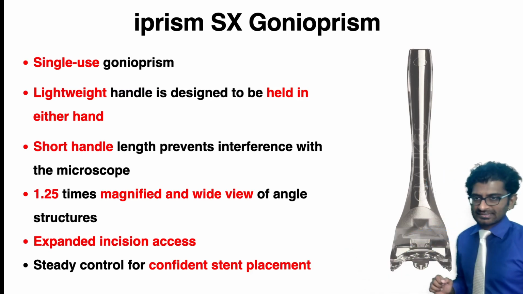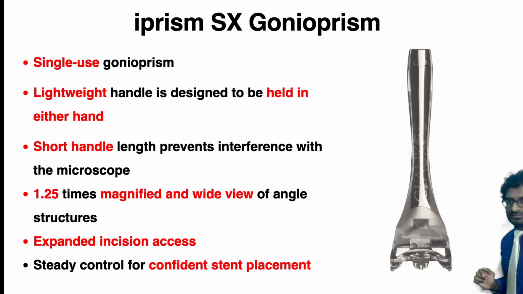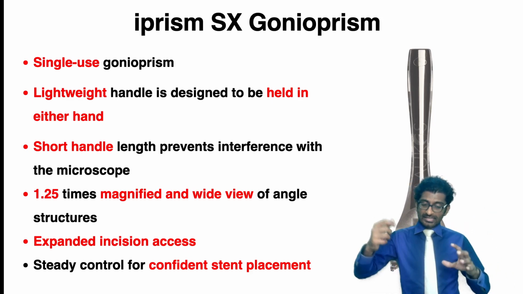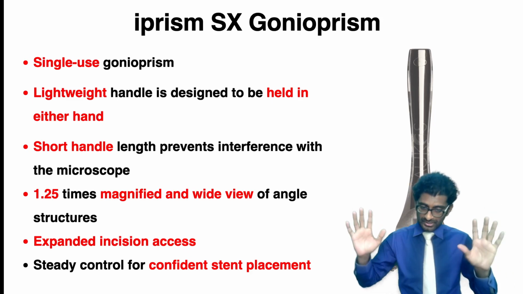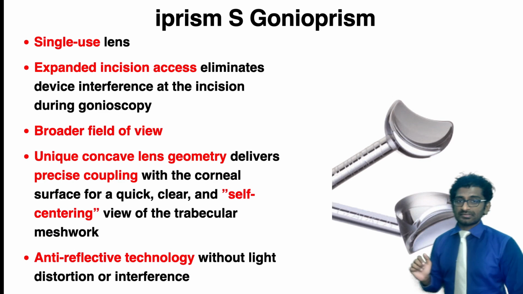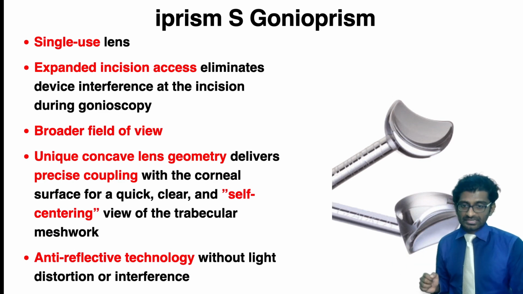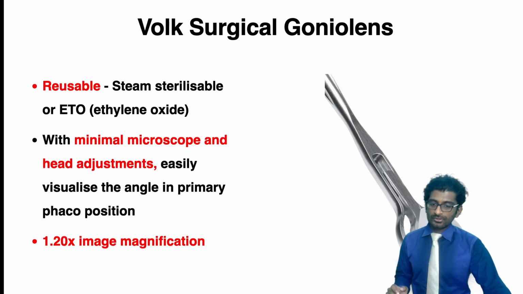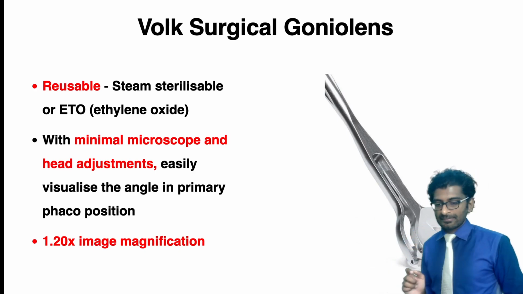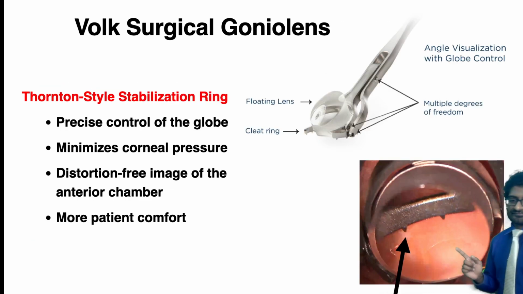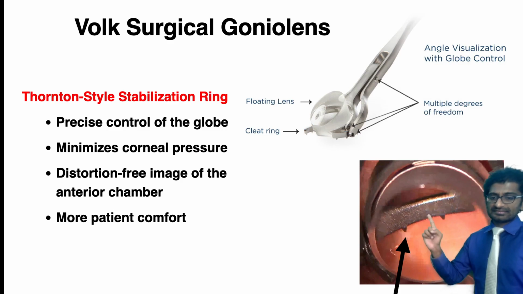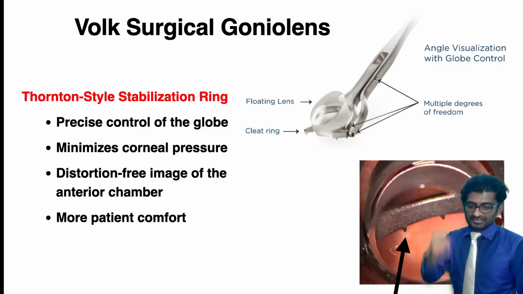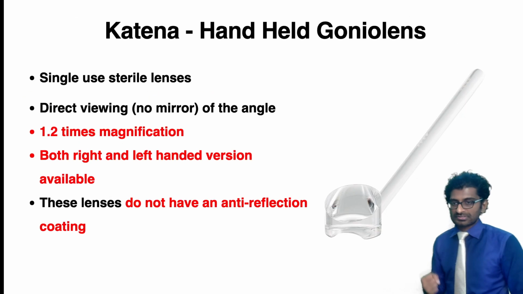The iPrism SX gonio prism here is a single-use gonio prism, and without using both hands, you will see that it actually stands there, allowing a hands-free technique. The iPrism S gonio prism has anti-reflective technology and serves its purpose very beautifully. The Volk Surgical Gonio Lens, one that I shared previously, you can see has a ring. You can see the Thornton style stabilization ring, which helps in docking the corneal structures better, and you can also get movement to a certain extent.